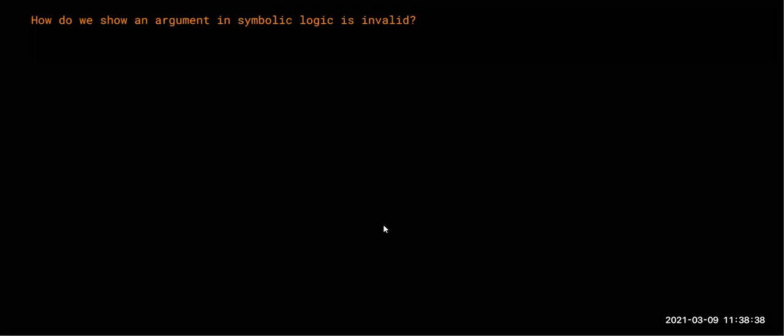Hello, in this video, I'd like to discuss how to show that an argument that's written in symbolic logic is invalid. So let's start with an example. Let's say we have something relatively simple. We have P implies Q, and then we have Q, therefore P. So this is a typically invalid argument.